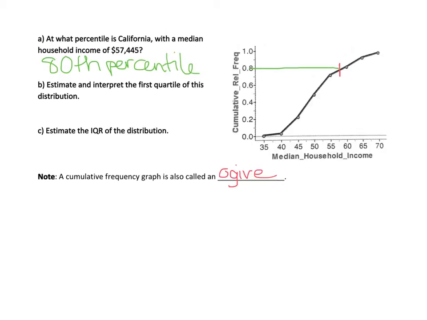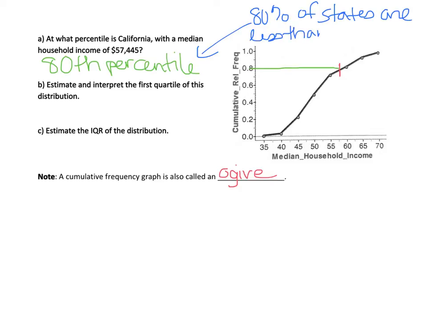You may or may not have heard the word percentile before. I think you often hear it with standardized tests. So in this case, what it means is that 80% of states are less than California. So they're less than the 57,445. So that's what percentile is.